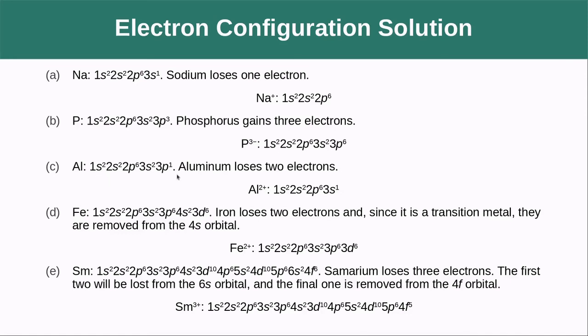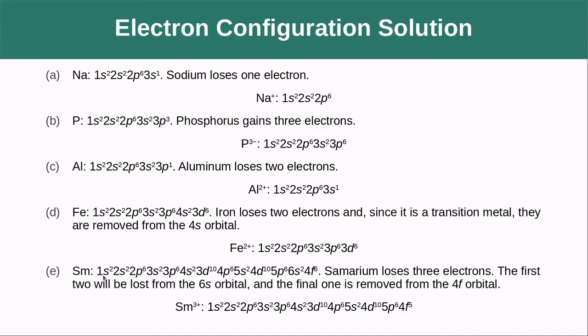Aluminum, if it loses 2 electrons, again, this is main group. It's going to first lose this 3p, then it's going to lose a 3s. We wind up getting this electron configuration here. Iron, now we're into our transition metals. If iron loses 2 electrons, since it's a transition metal, they are removed from the 4s orbital first. So we're going to go to this highest s orbital, take those 2 electrons from it, and it's going to keep its d orbitals.